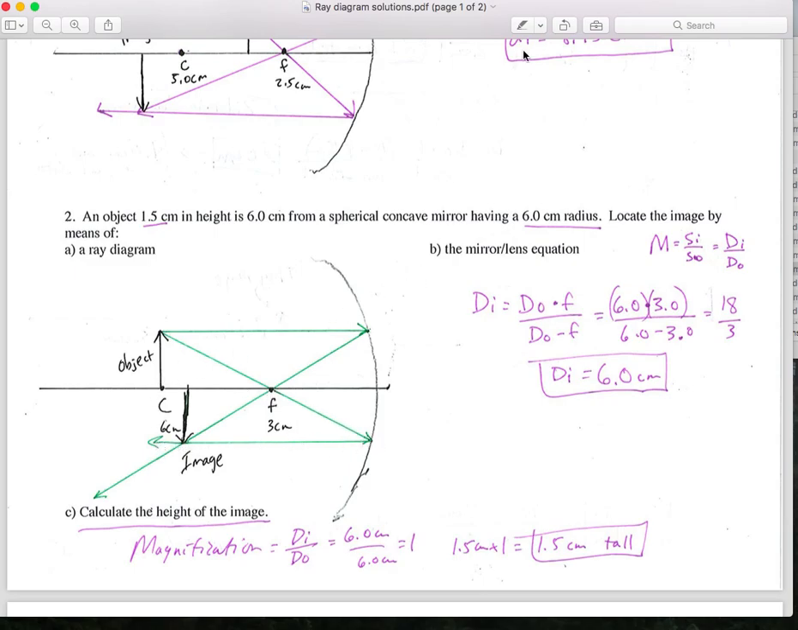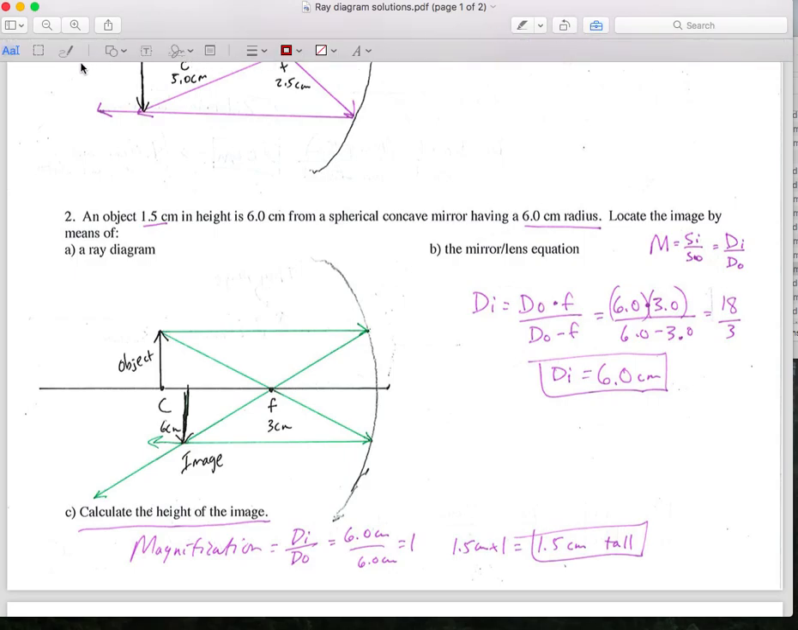You could also draw a third ray. There's a couple ways you could do that. If it comes in here like this, it would reflect back at the exact same angle and go down here. Yep, I think that would be a way that you could do that.